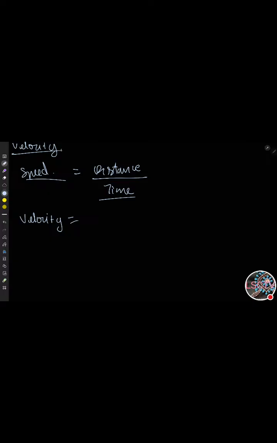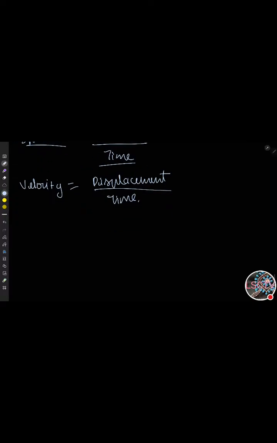So it is not equal to speed all the time, unless, like displacement, the object moves in a straight line, and that too with a uniform motion. I'll explain what uniform and non-uniform motion is later. Velocity is equal to displacement by time. Got it, everybody?